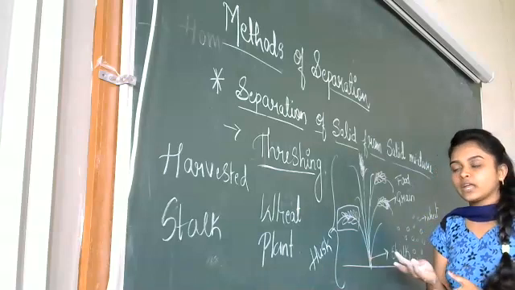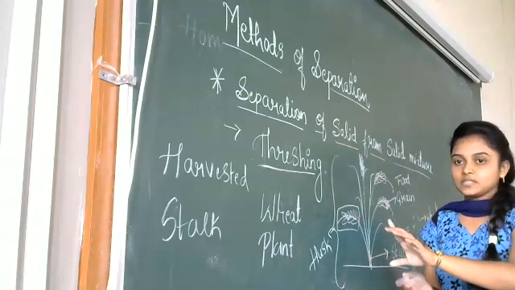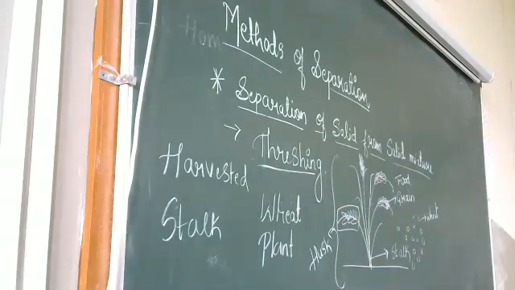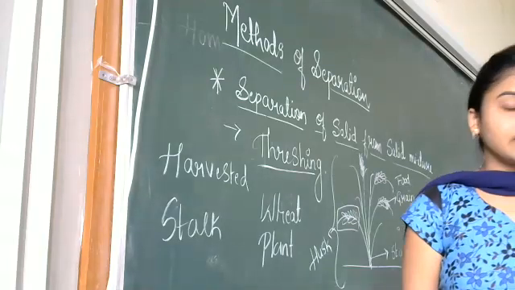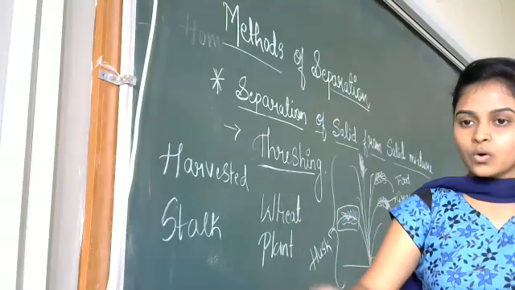So what method are we using? Here we are using the threshing method. Wheat and rice crops are separated from the stalks. This is done by threshing, and threshing can be done by beating the stalks on rocks or stone.